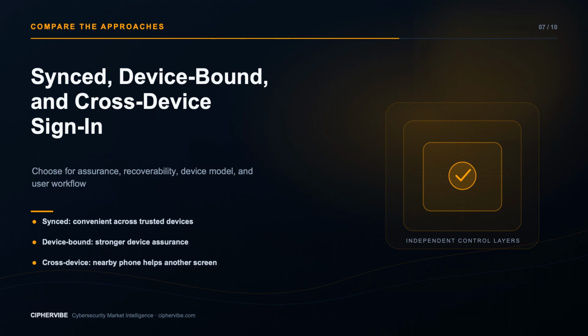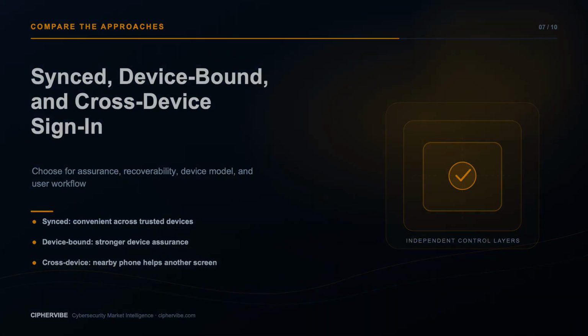backup authenticator. Cross-device authentication lets a nearby phone approve sign-in on another device without copying the private key to that computer. It is useful on a borrowed or less trusted screen, but users should still verify prompts and proximity. Consumer accounts often favor synced passkeys. Privileged enterprise roles may favor managed, device-bound credentials, or a hybrid model. The right choice depends on risk, regulation, support capacity, and how people actually work.